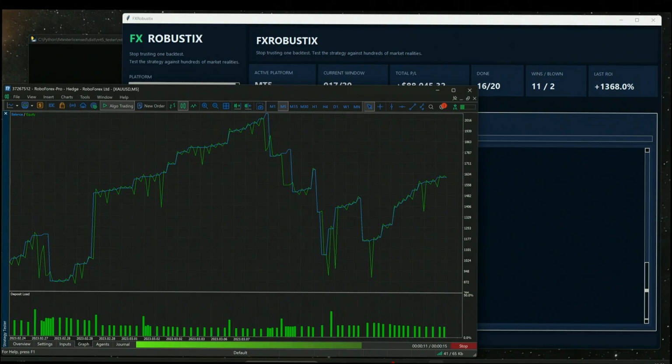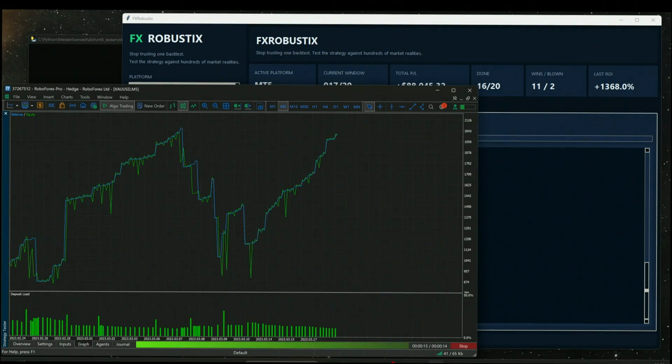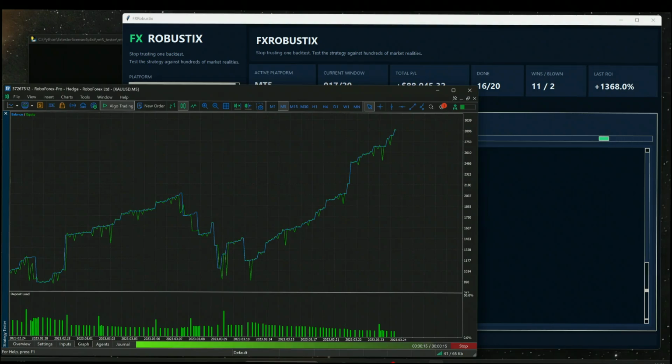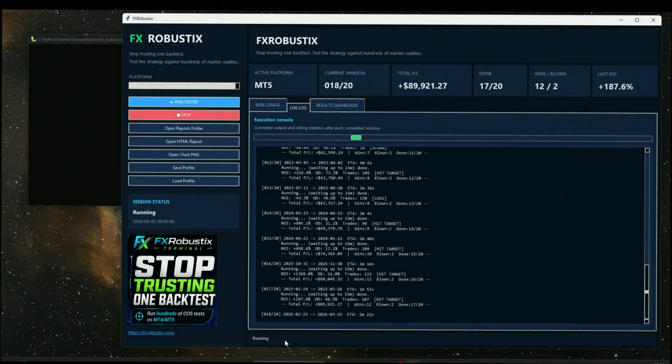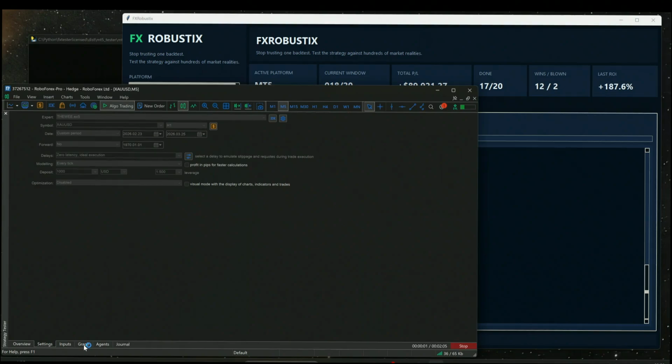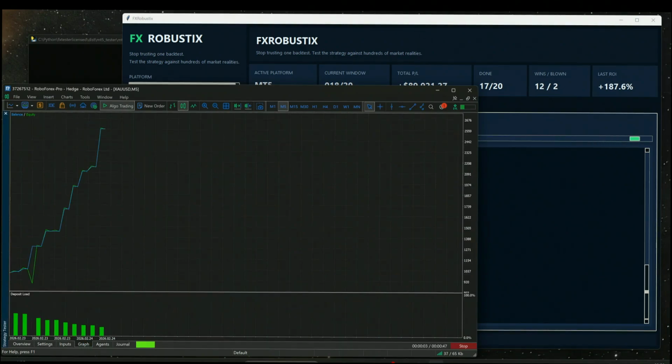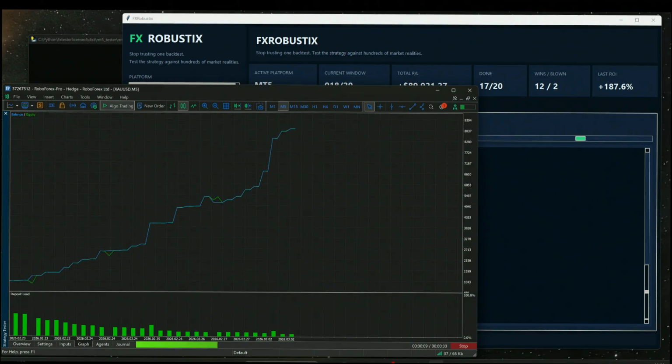This is exactly why FXRobustix was developed. This is not one cherry-picked MetaTrader backtest. This is 20 different robustness tests on the same robot across different historical windows, different start dates, and different market conditions. The robot tested here is running on XAUUSD H1 using aggressive settings, and look at the result.